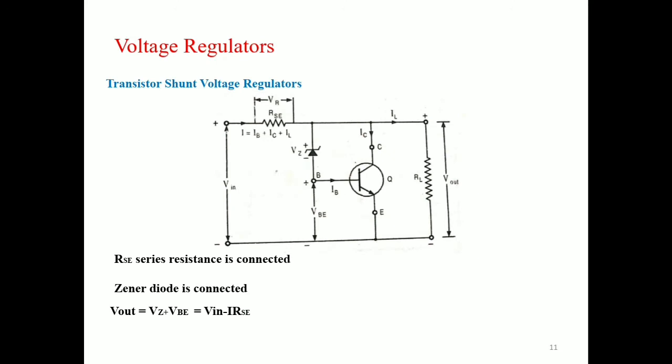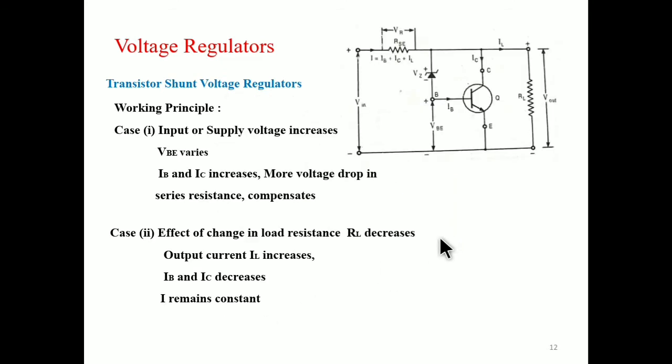So let us move on to the transistor shunt voltage regulator. This is one example of the transistor shunt voltage regulator. It has an RSC, a series resistance, connected. The Zener diode gives a constant output voltage. So Vout is equal to VZ minus VBE, which is equal to Vin minus I times RSC.